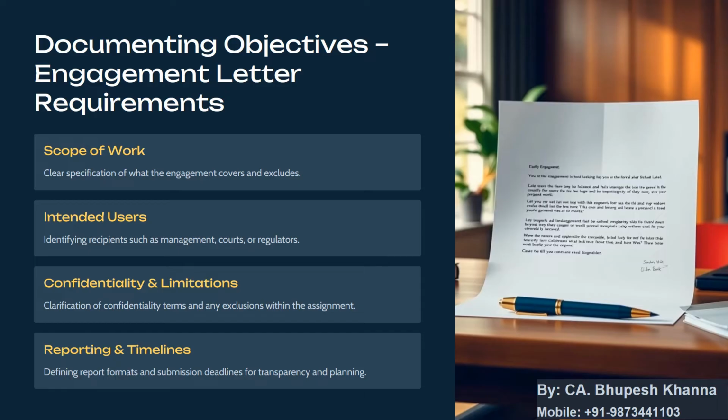Now we are moving on to documenting objectives and engagement letter requirements. FAIS 210 mandates that the engagement objectives must be documented, typically in an engagement letter. The document should clearly specify the scope of work, intended users of the report, for example, management, court, regulator, confidentiality clauses, limitations or exclusions, and reporting format and timelines. This serves as the legal and operational foundation of the assignment.